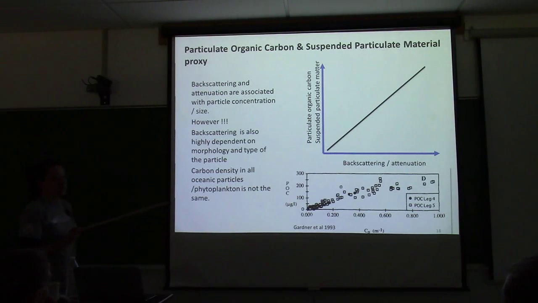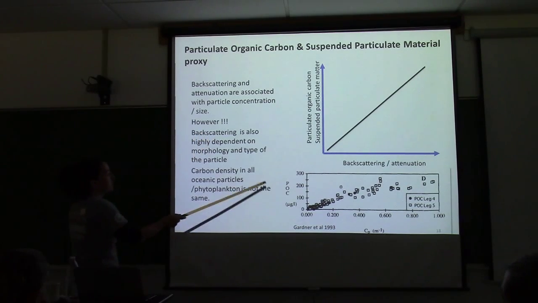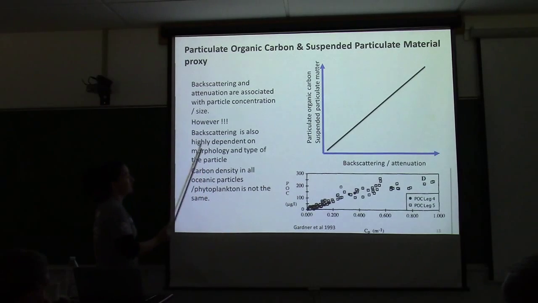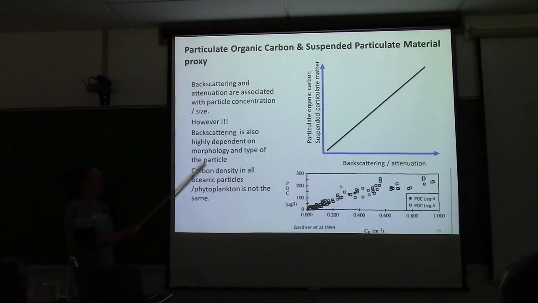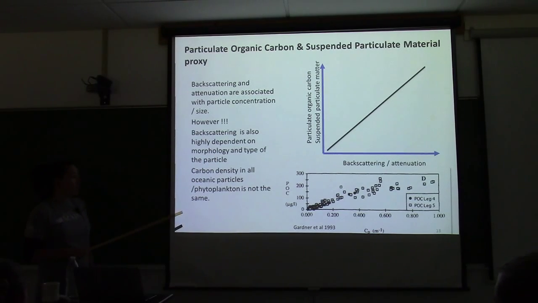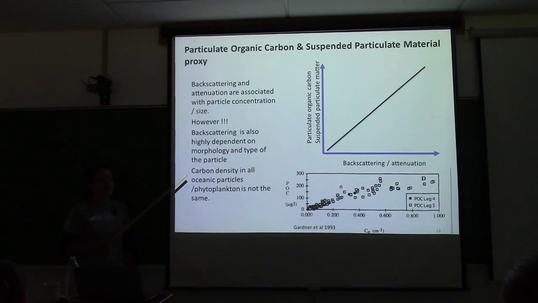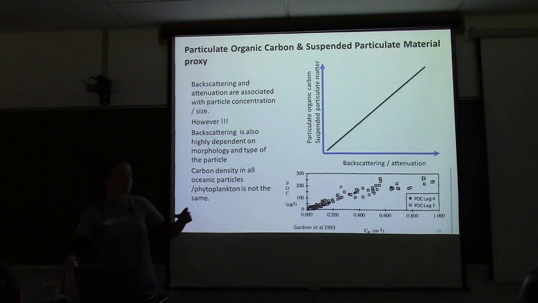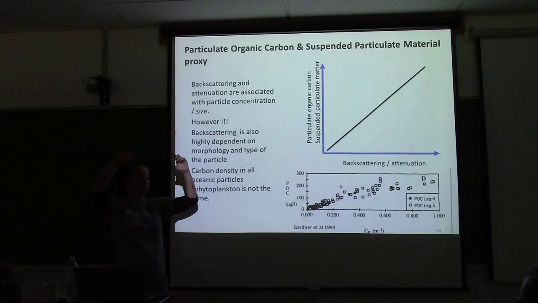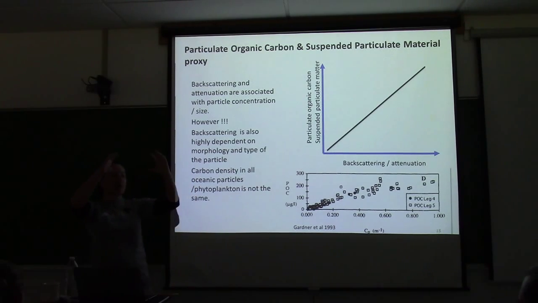But you have to remember, because you've now heard a lot about scattering and attenuation, that if we try to develop a similar thing for backscattering, backscattering, besides size and mass, is dependent on the morphology and type of the particle, and that can cause a bit of a problem. When it comes to biological particles, the carbon density varies a lot. I don't know how much you remember from the last lecture, but a diatom is a gigantic cell, no? When you look at a diatom, what is most of that cell?